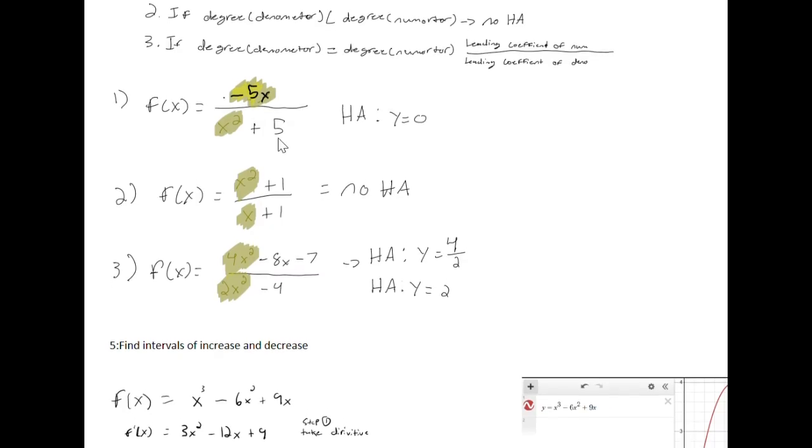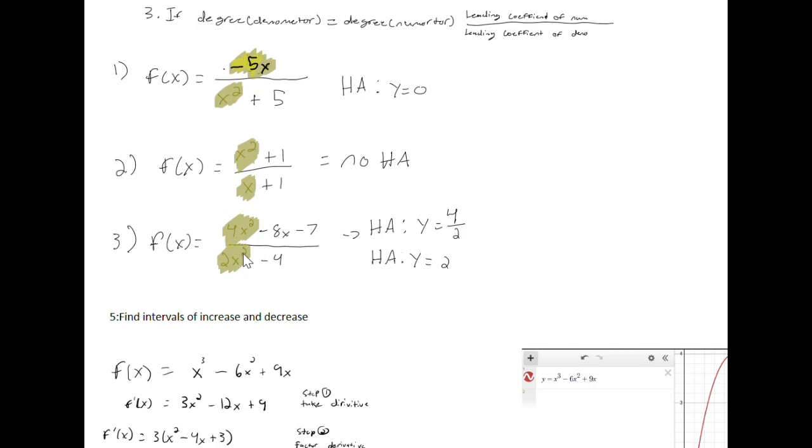And finally, if the degree of the denominator equals the degree of the numerator, we divide the leading coefficient of the numerator by the leading coefficient of the denominator. So as we can see here, x to the power of 2 and x to the power of 2 have the same degree. So we then move to the leading coefficient, which is 4 and 2. So we divide 4 by 2, which equals 2. So we find a horizontal asymptote at y equals 2.